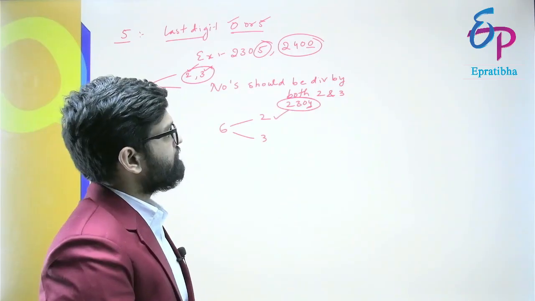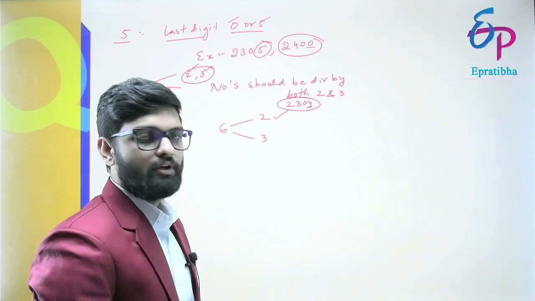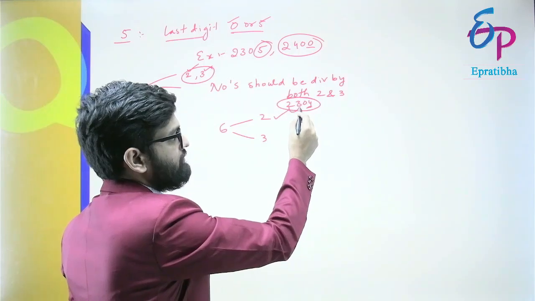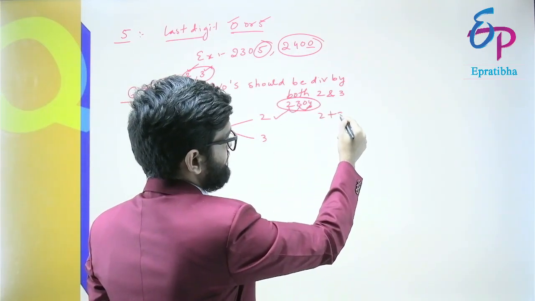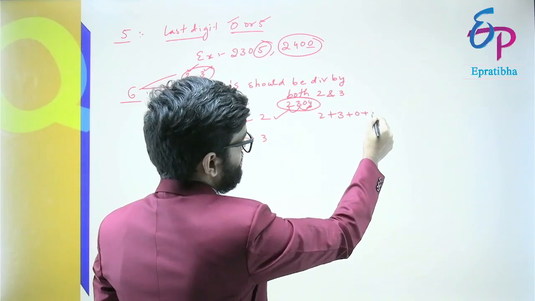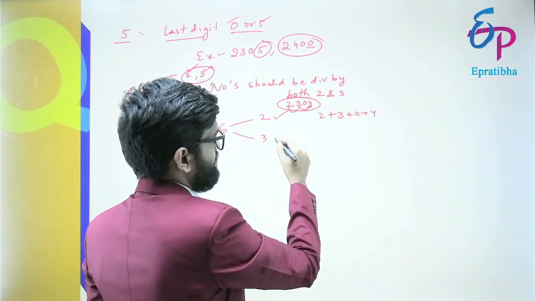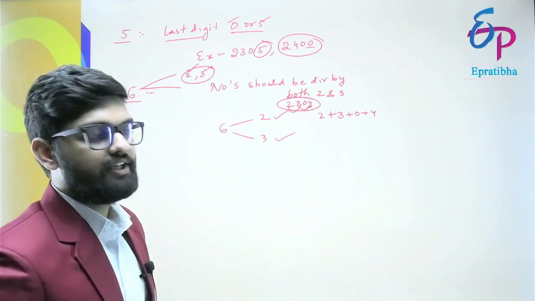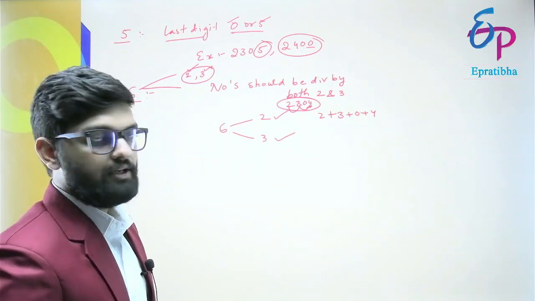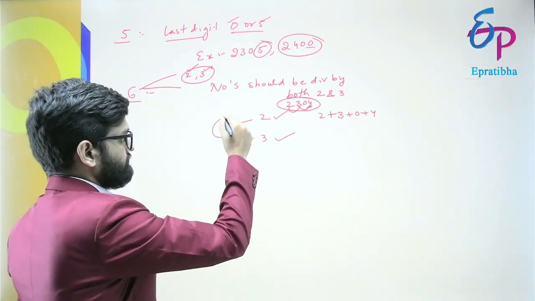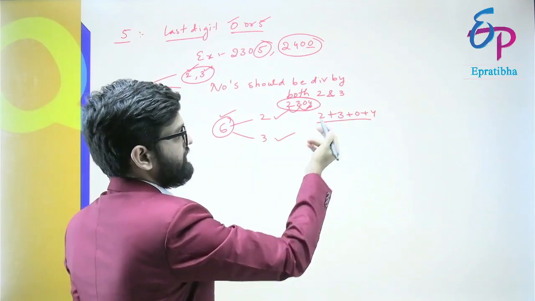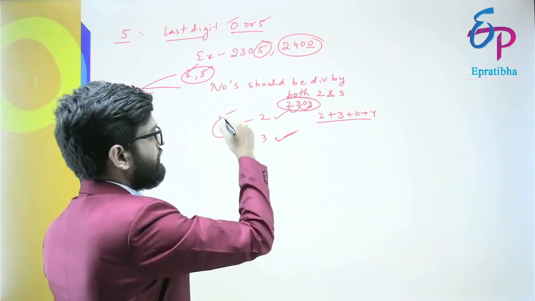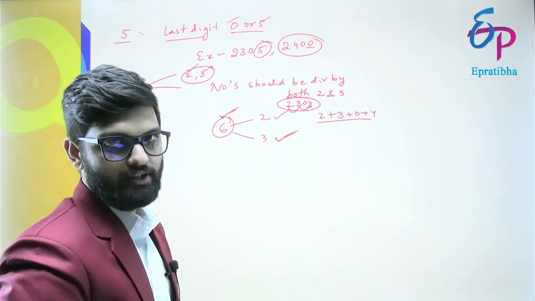How can you tell whether a number is divisible by 3 or not? The sum of digits should be divisible by 3, right? So what is the sum of digits? It is 2 plus 3 plus 0 plus 4. It is 5 plus 4, it is 9. So 9 comes in the 3 table. So the entire number is divisible by 6. It is divisible by 3 and by 2, so you can tell it is divisible by 6.